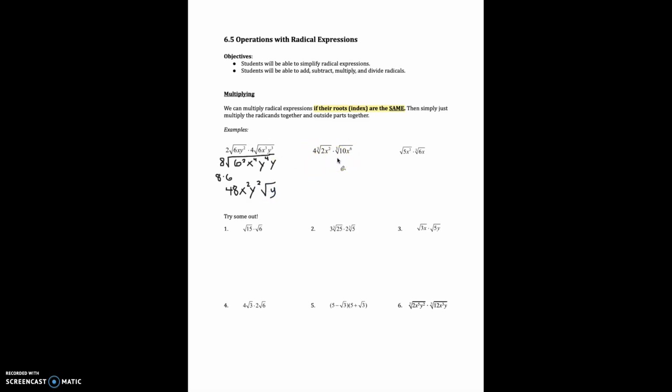This next one we have cube roots. So I'm going to have 4. And then the cube root. And I have 2 and 10, which will be 20. And I'm just writing that as 20 because there is no perfect cube that is a factor of 20. And then x squared and x to the 6, I'm going to keep that as x squared and x to the 6 because x to the 6 is a perfect cube, but x squared is not. So I'm going to just go ahead and take the cube root of x to the 6, which was x to the second power. And then what's left is my third root of 20x squared.